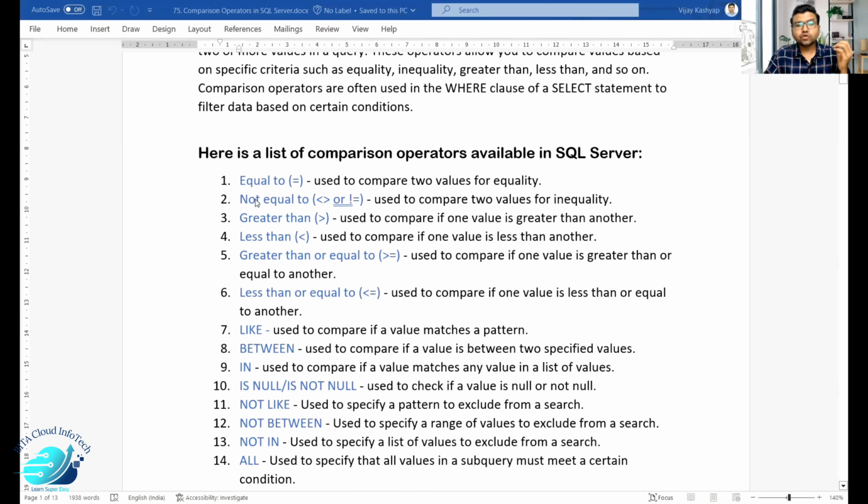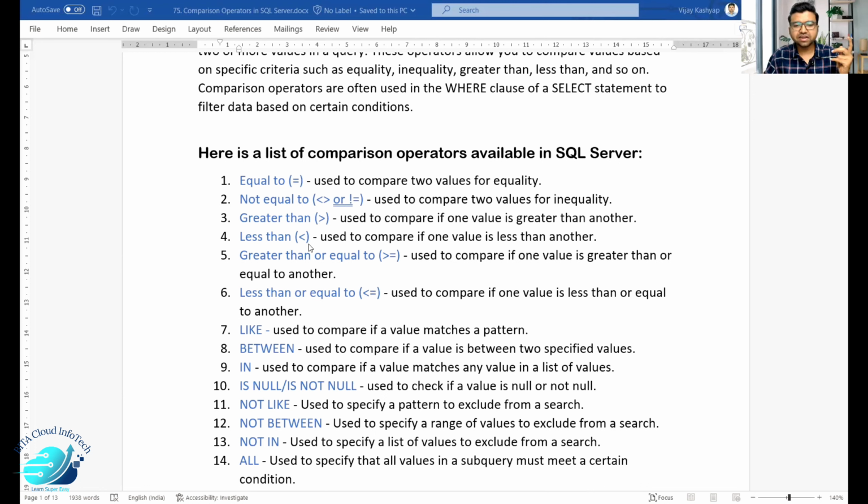Now, next is not equal to, which we are going to see with different examples. For now, not equal to is just the opposite of equal to. Here you can see there are two ways to represent this sign: less than and greater than together, which is represented as not equal to, and an exclamation mark followed by equal to. This is also an operator for not equal to. Okay, perfect.